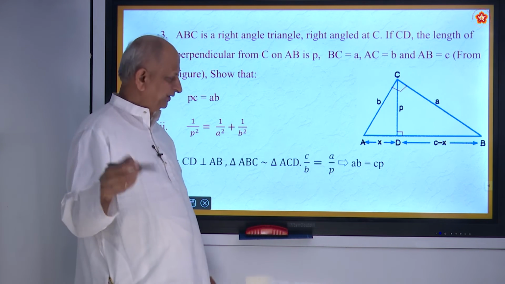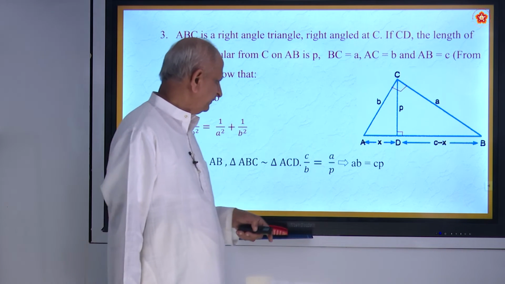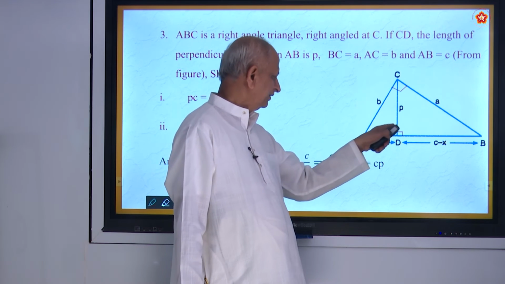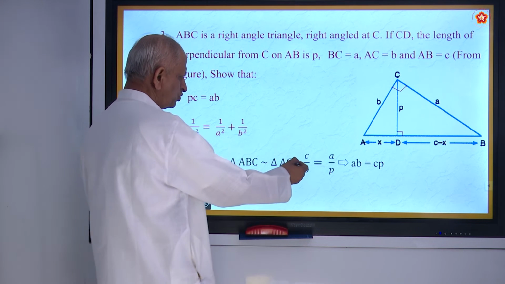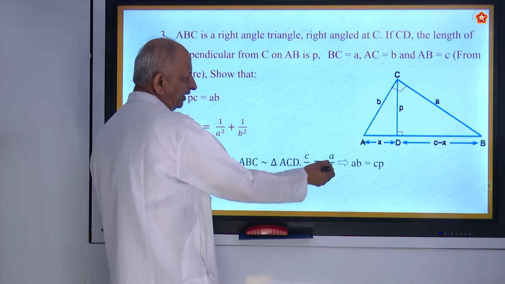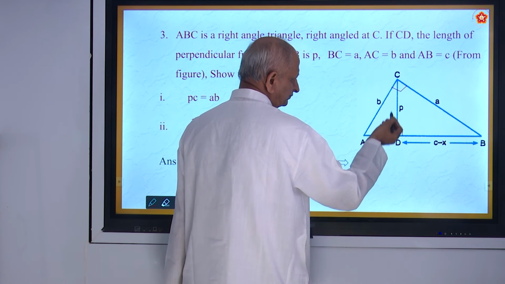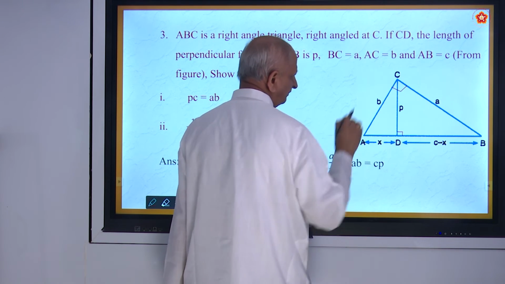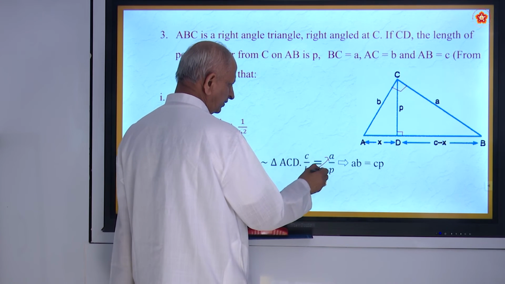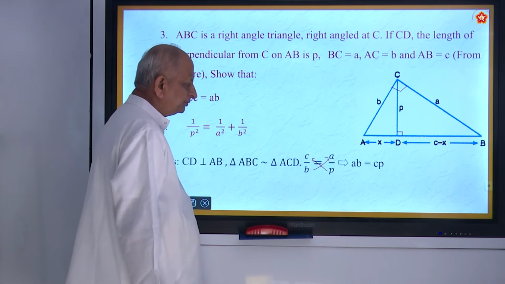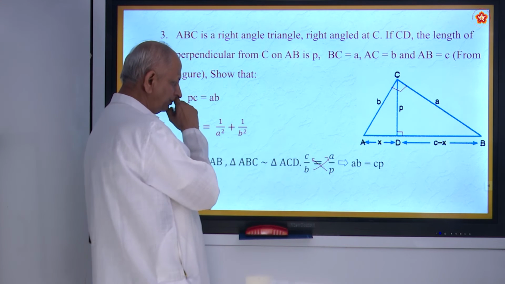Now we already proved it, that triangle ABC and ACD are similar. So if they are similar, you can write the ratio C by B is equal to A by P. So this is C by B is equal to A by P, which means that if you cross multiply, CP is equal to AB. Is it not?